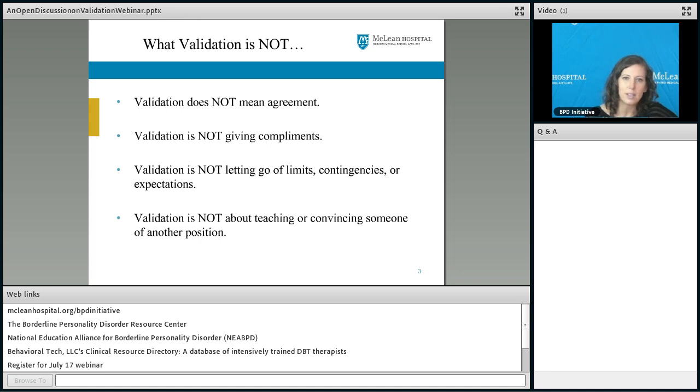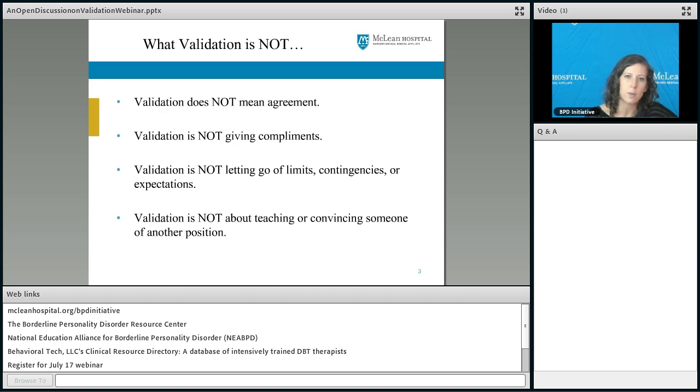Validation is not giving compliments or cheerleading or reassuring somebody. It's also not letting go of limits and contingencies and expectations. And I think often people will ask, okay, so I validate and then what? Is that it? I just accept their feelings in the moment? I'll talk a little bit later more about that. But really, it's not letting go.